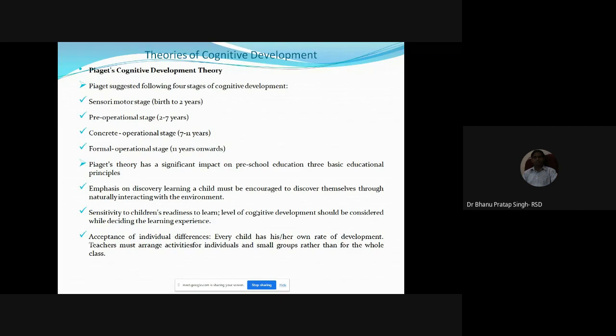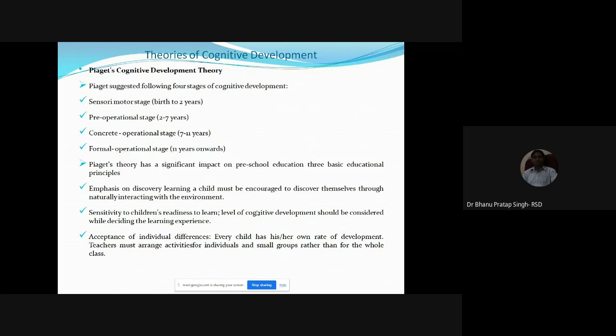So the implications of Piaget's theory are very important, and the educationist as well as psychologist accepted his theory, because based on the theory of Piaget, a teacher learns more about the child. So Piaget's theory has a significant impact on preschool education. Three basic principles are there.